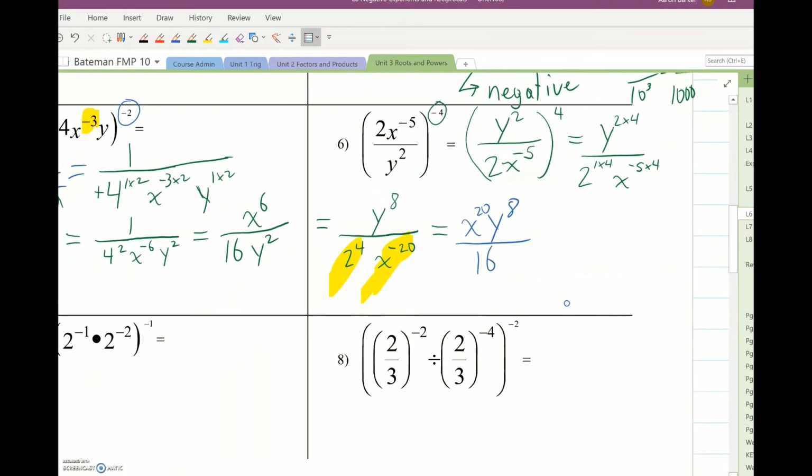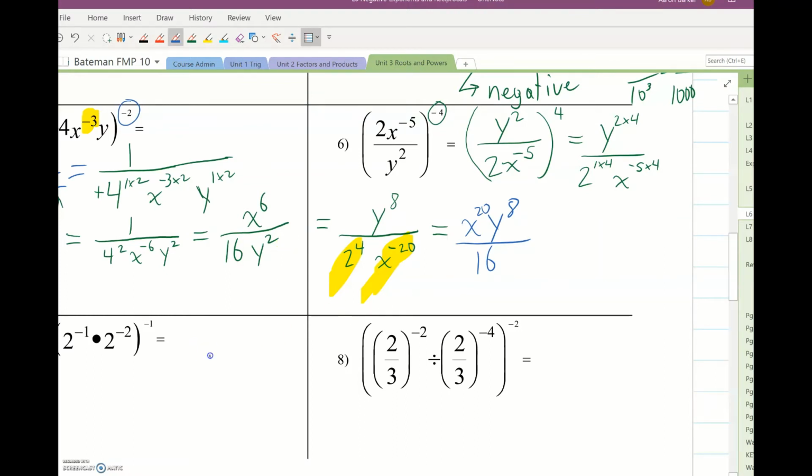Okay. Questions, comments, concerns? Yep. No, because the y8 has positive 8. Okay, the x is a negative, so only the x switches. Sorry, the negative 20. Okay. Yes, I got that right here. Next one's a little bit of a weird one.